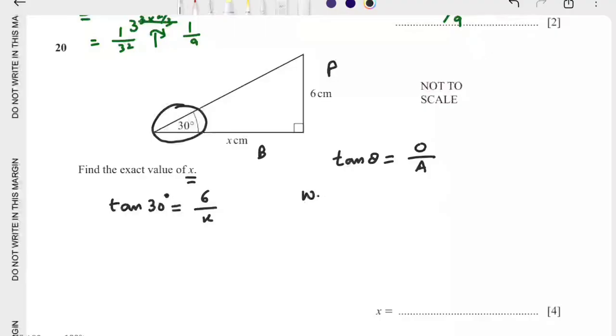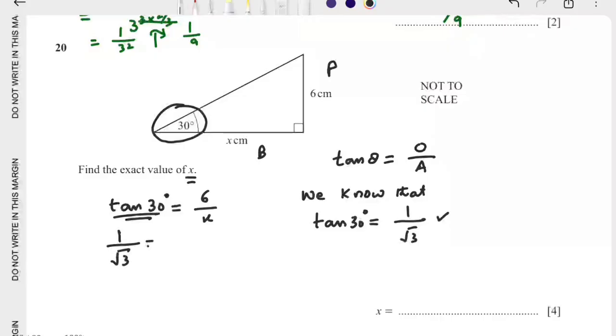We know that tan 30 is equal to 1 upon square root of 3. Students, you have to memorize this thing. Now substitute this value here. It will be 1 upon square root of 3 is equal to 6 upon x. To cross multiply, 6 times square root of 3. This is our final answer.